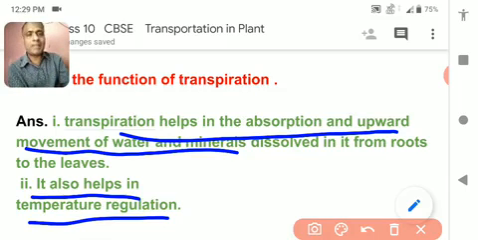Understood? Just as we sweat, our sweating is also like that.